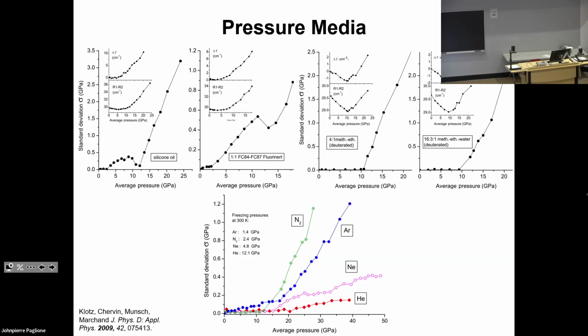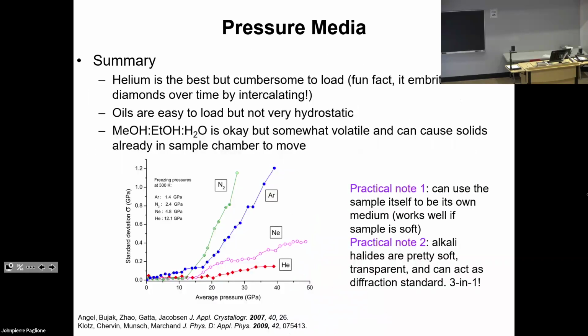Some of the inert gases are really quite good. Helium, of course, is really, really good. Although, fun fact, helium embrittles diamonds because at high pressure it can intercalate into diamond. So if you've done a lot of helium loading measurements over time, eventually those diamonds might be more brittle. Okay, so, there that is. So some of these, like oils, they're very easy to load, they're not volatile, and things won't move around as much, but they're not as hydrostatic. So it's really kind of just a balancing act.